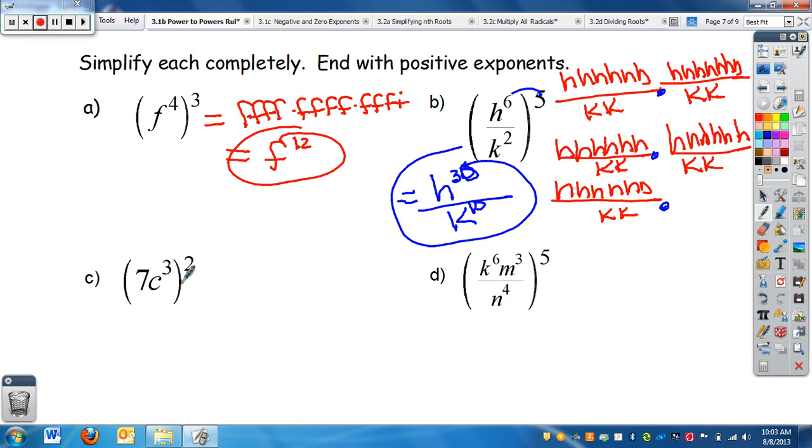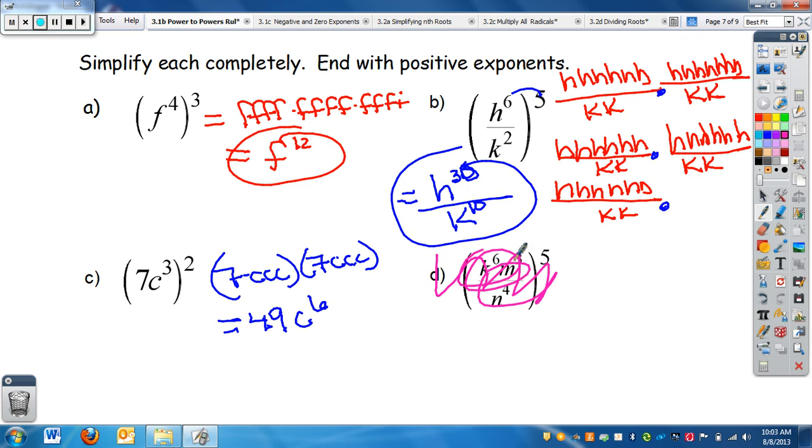So on C, I have 7 c to the 3rd. So that's 7 and 3 c's. And I have it one more time. 7 times 7 is 49. And then I have a total of 6 c's. Alright. We're going to skip D for now to make this video a little shorter. It's very similar to B, not much different. So if you didn't understand B, again, rewind the video and rewatch it.